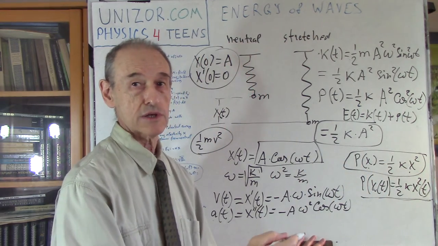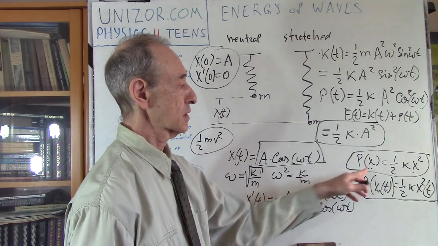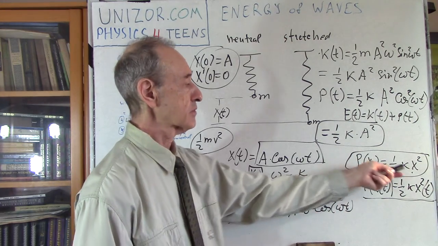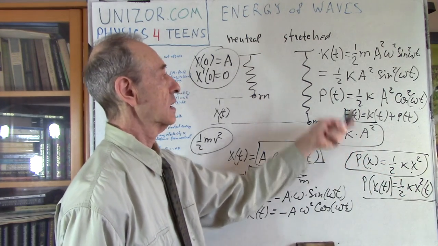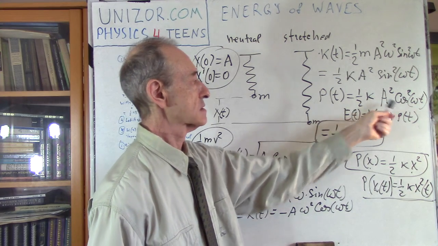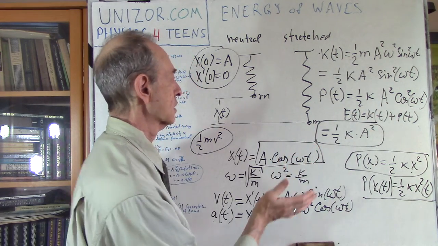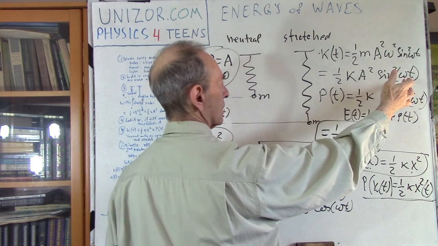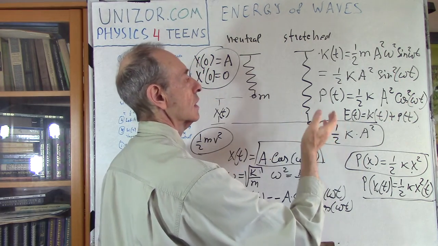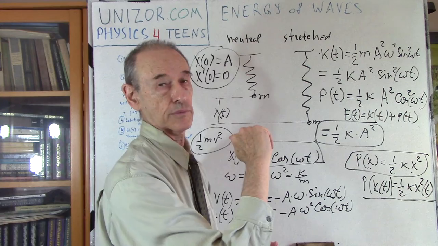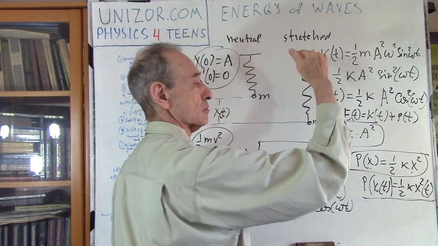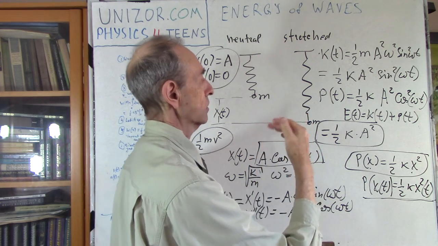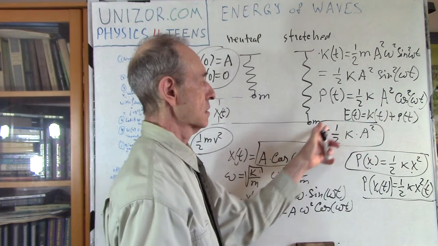So initially, when I stretched it to A, I gave it potential energy because I was working against the spring. And that's exactly the sum. Potential energy, as time goes, is diminishing while we are moving towards neutral, and kinetic energy is increasing, until the point when I cross the neutral position, then my potential will be increasing, kinetic energy decreasing. And the sum would always be constant.